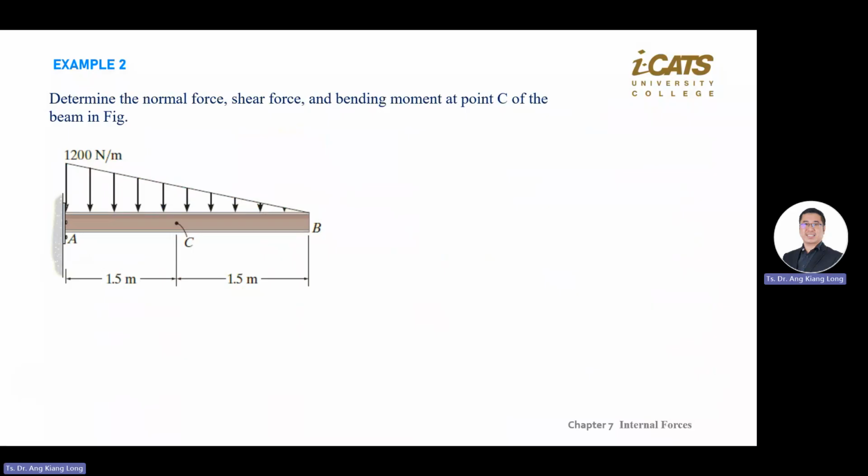First step is to do what? External force or support loading first. So there's one support loading here. The support is fixed. So you have AY, AX, and also moment A. Direction always anti-clockwise.